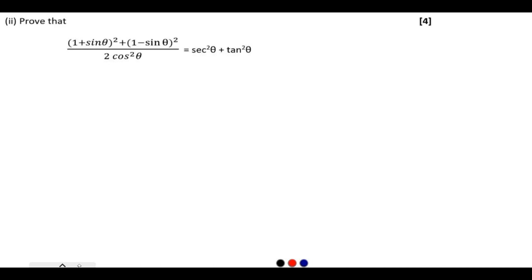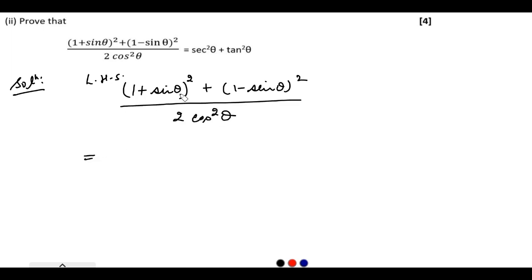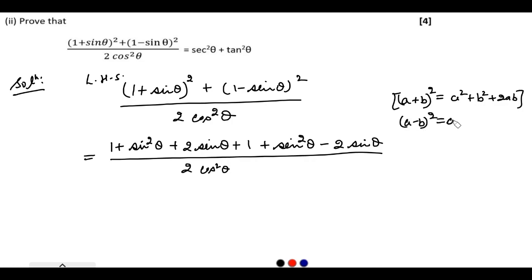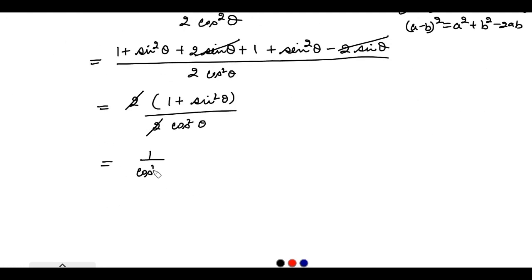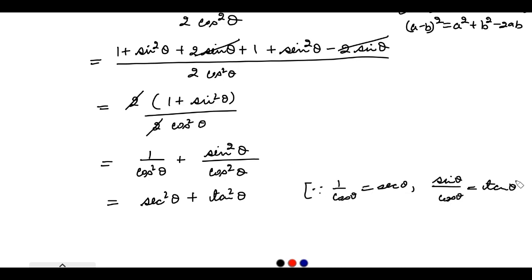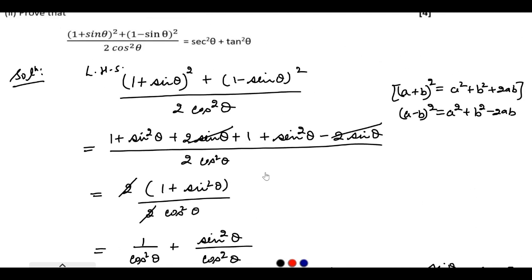Second part, it is from trigonometrical identities. We are taking the left hand side. (a plus b) whole square, opening it. 1 upon cos square theta is equal to sec square theta, and sin theta upon cos theta is equal to tan theta. And this is the right hand side of the given expression.